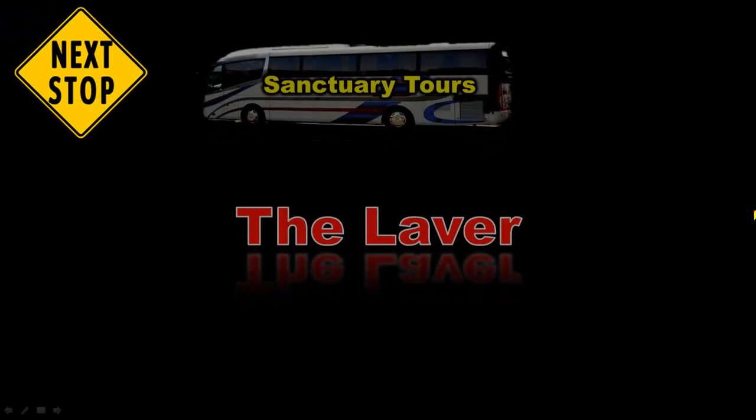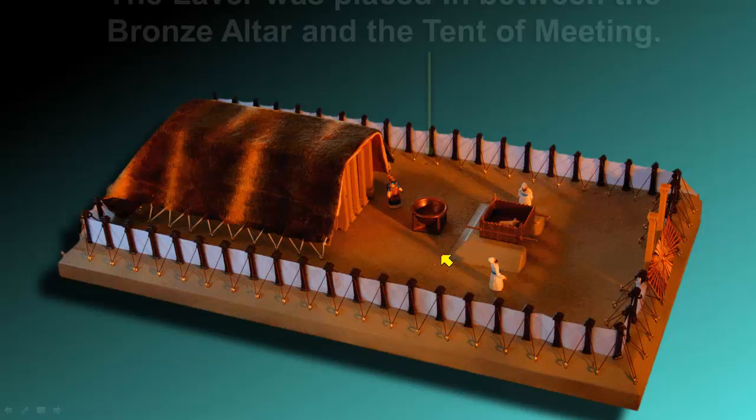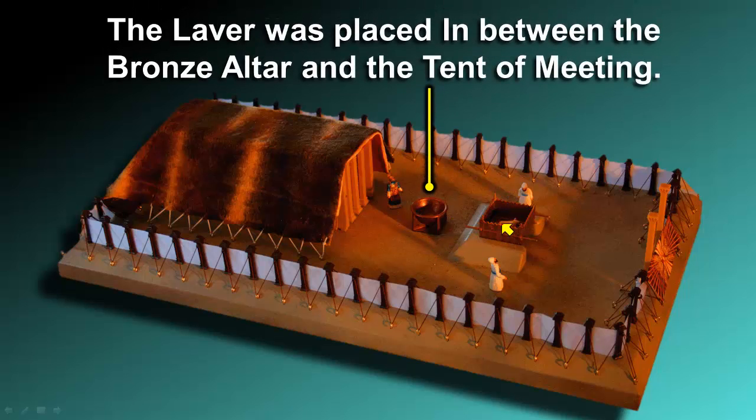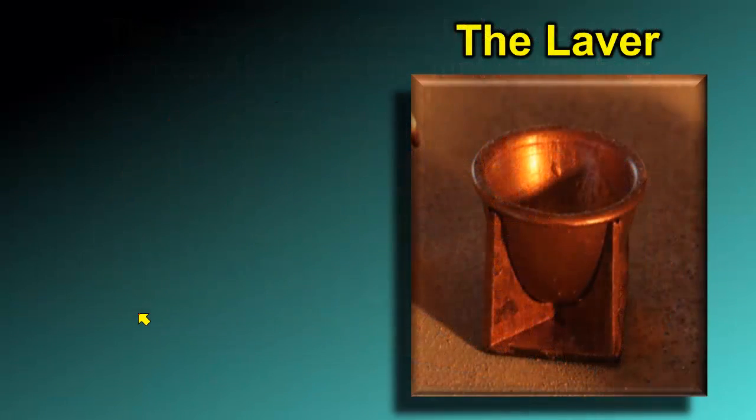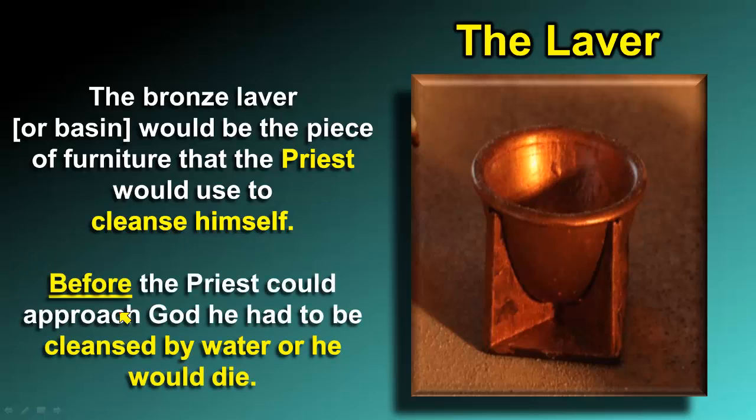Okay, now our next stop will be the laver. The laver is located right here, right next to the altar of burnt offering, and between that and the tent of meeting. So the laver or basin, it's a piece of furniture that the priest would use to cleanse himself. This was very serious business. Before the priest could approach God, he had to be cleaned by water, or he would die. He couldn't go into the tent of meeting unless he was clean, and he had to clean himself at this laver.